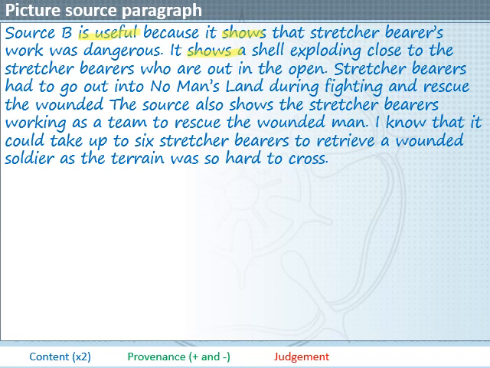And I describe an aspect of the picture in detail. And then I apply my knowledge to it. And then I repeat. The source also shows. And then another thing that I can see, a specific part of the content, and then I apply my own knowledge to that. And then the paragraph will continue in exactly the same way. I'll then look at a positive aspect of provenance, a limiting aspect, and then a short judgment. So exactly the same pattern for a picture source as well.